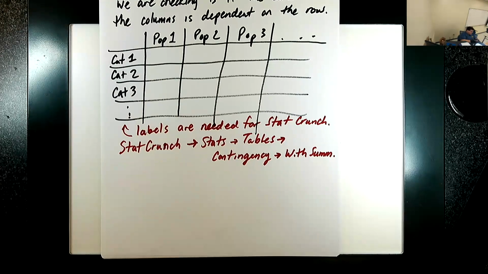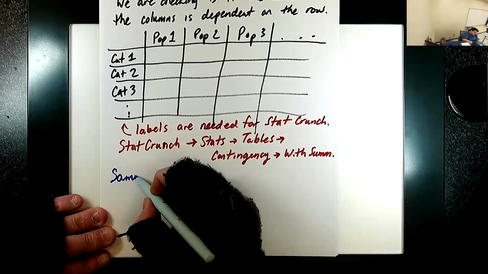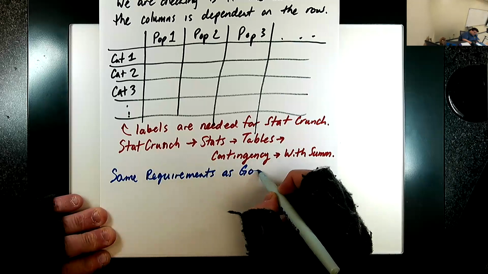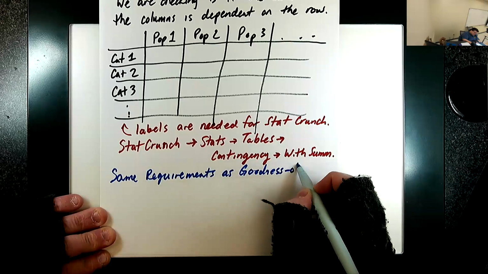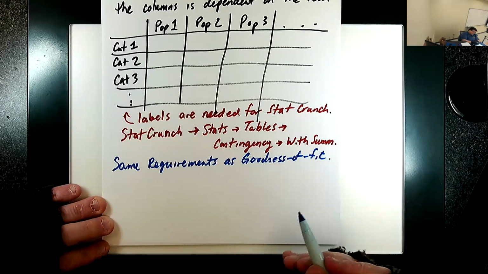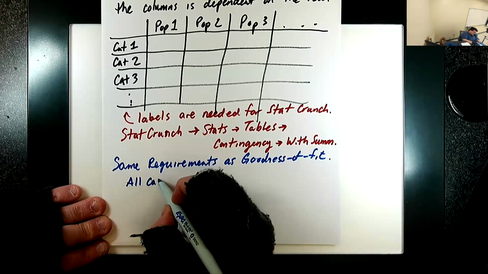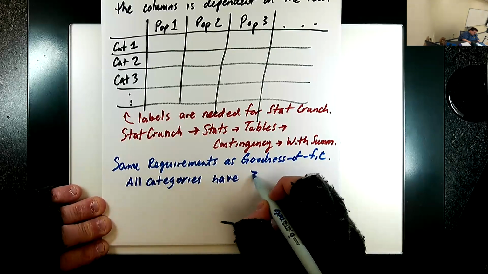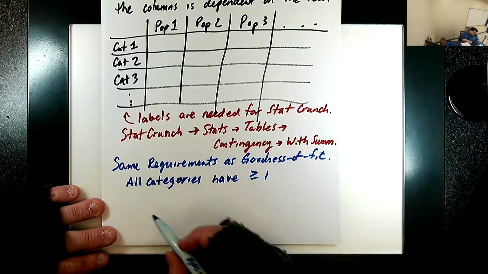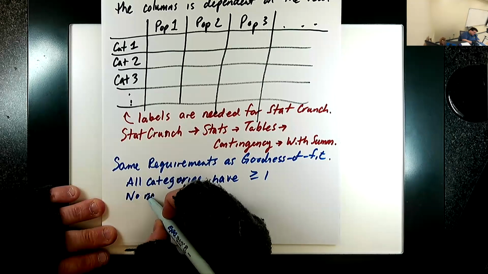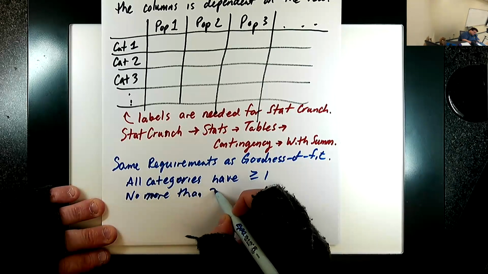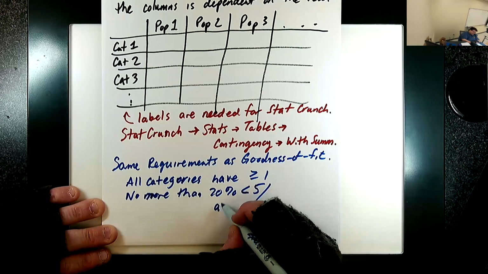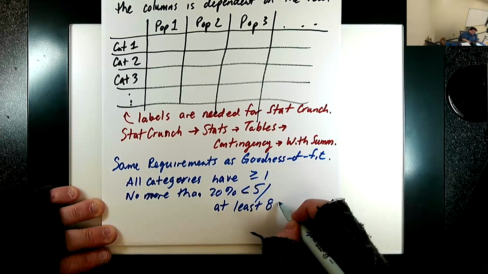These have all the same requirements as the goodness of fit test. All categories have expected counts greater than 1, and no more than 20% are less than 5. Alternatively, at least 80% are greater than or equal to 5.